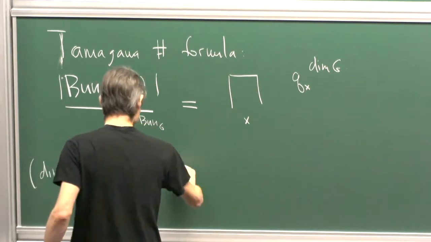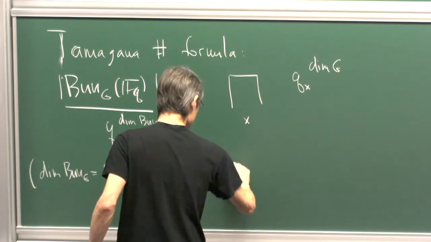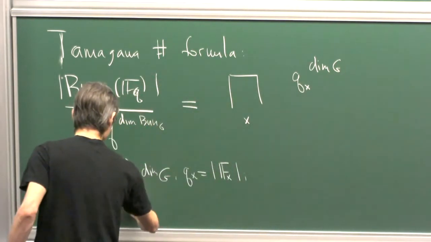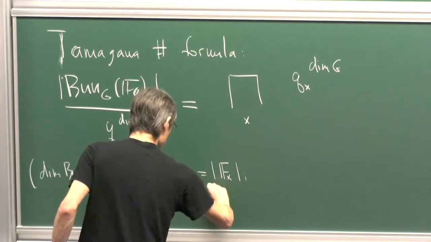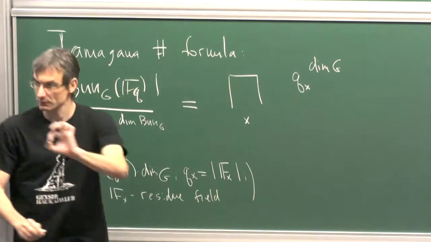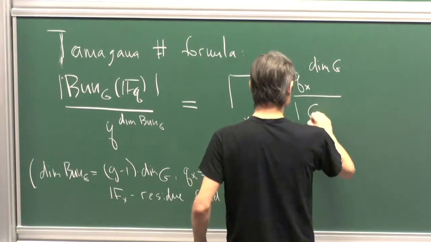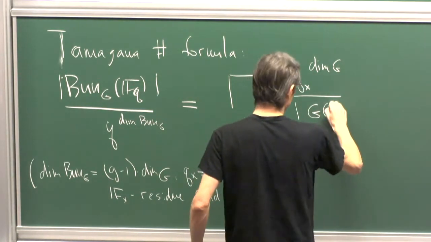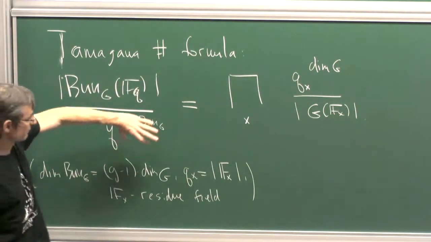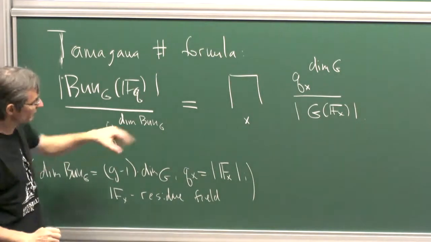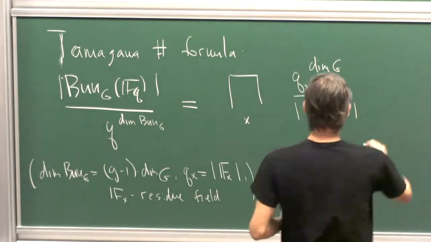I'll write it. So q_x is the number of elements of F_x, and F_x is the residue field of the curve at that point. We fix the place. And here I take the number of elements of G. Okay, so you see here q was in the denominator, here it's in the numerator. I don't like that. We'll invert.